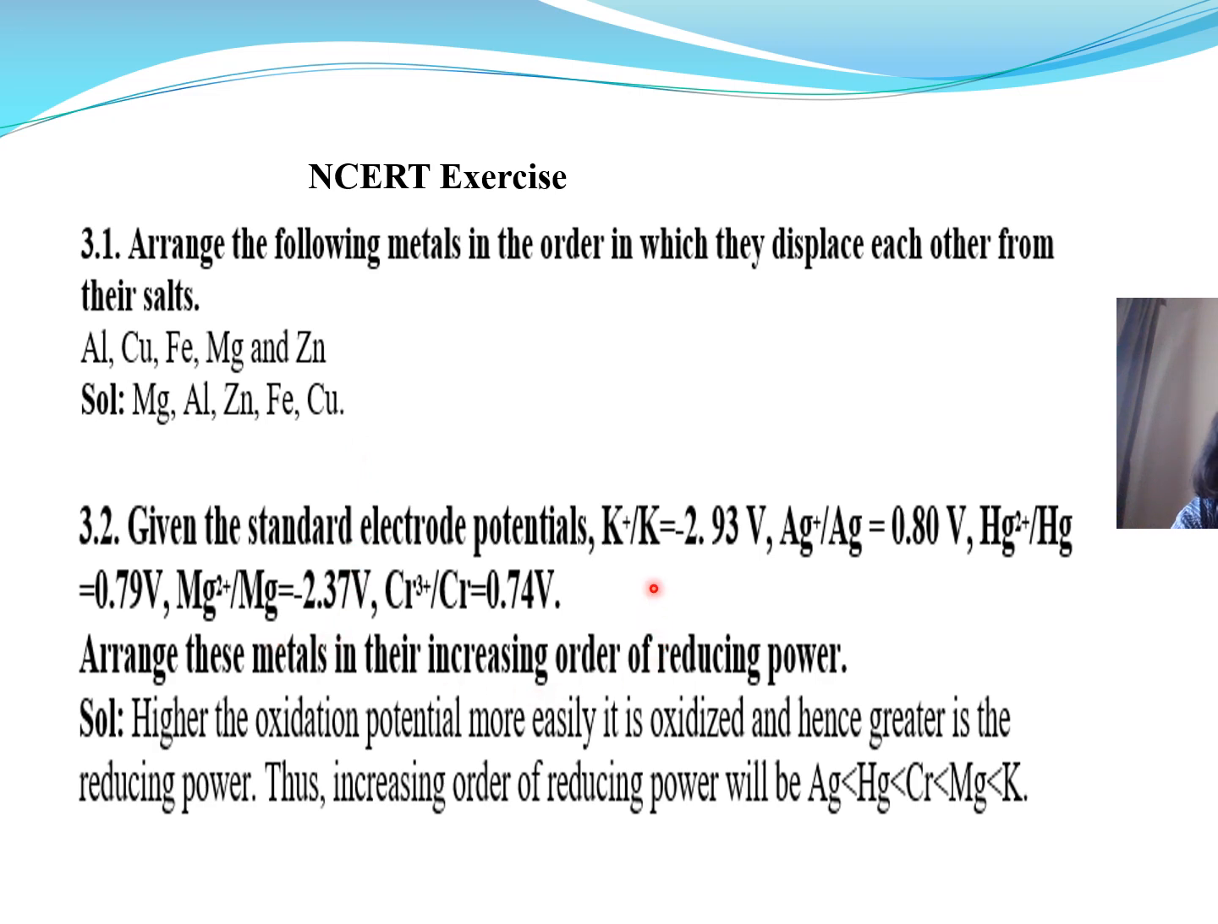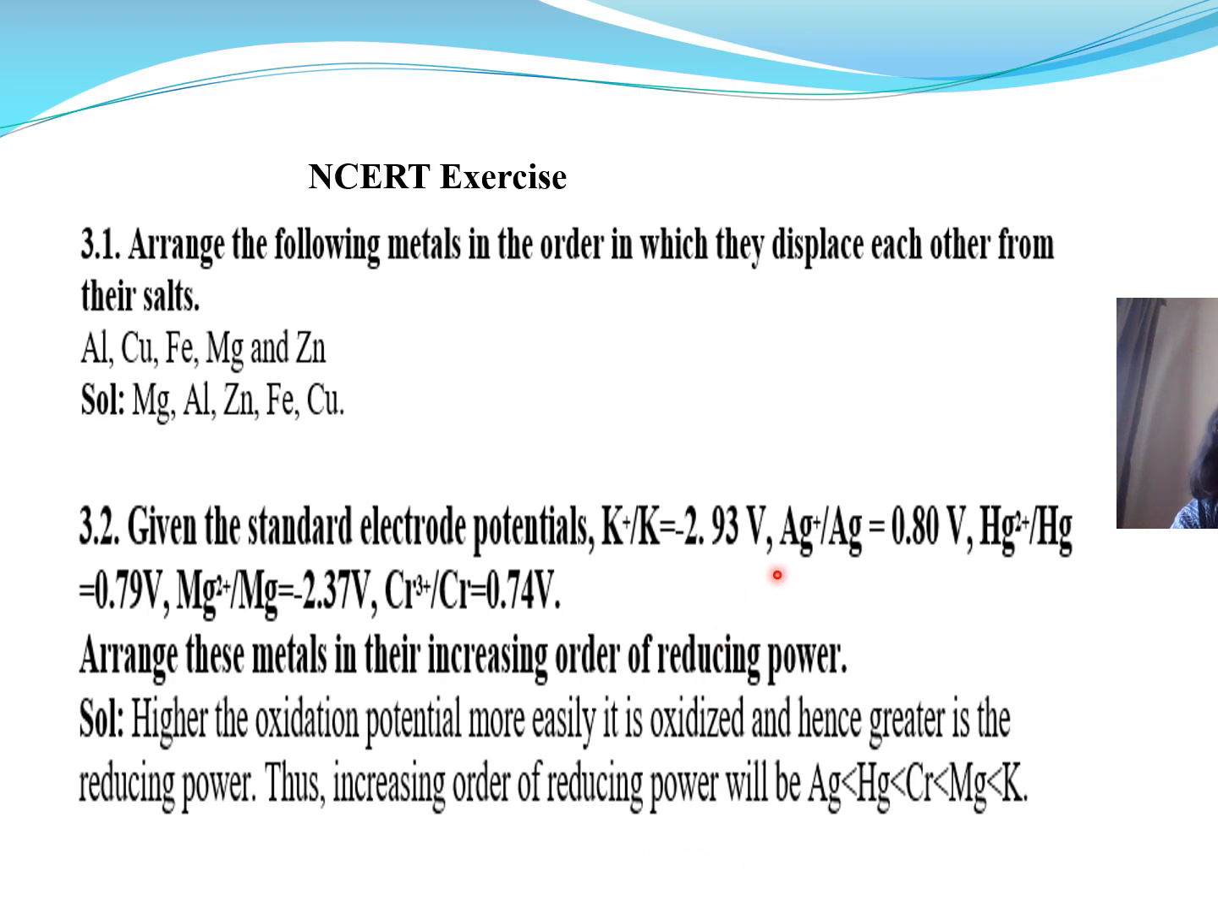Now, electrode potentials are given for the cells and you have to arrange them in the increasing order of reducing power. So for increasing order of reducing power, we have to check their oxidation potentials. Oxidation potential is the reverse of the reduction potential. Here the reduction potentials are given, and we will change the sign and then arrange them in the increasing order of reducing power.